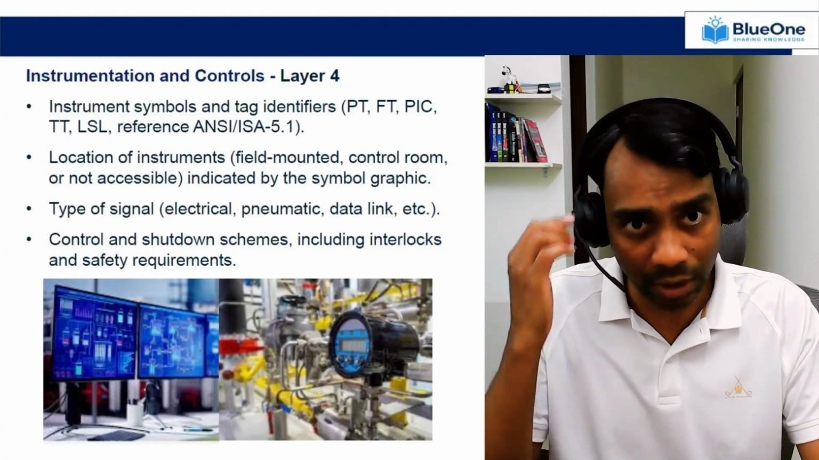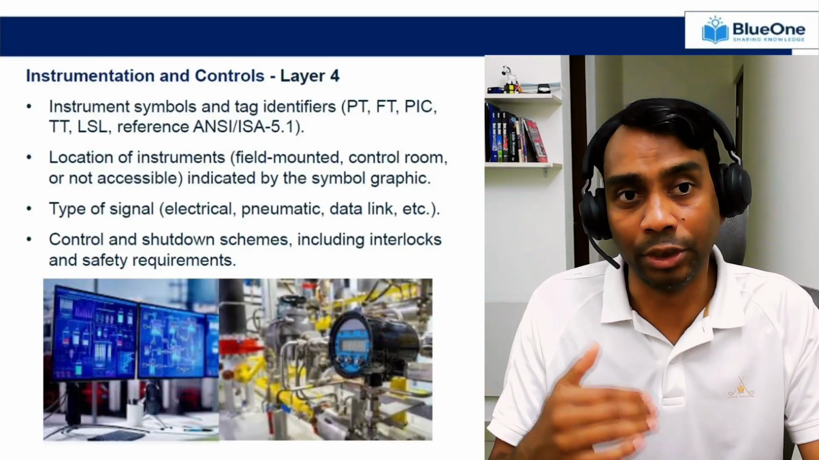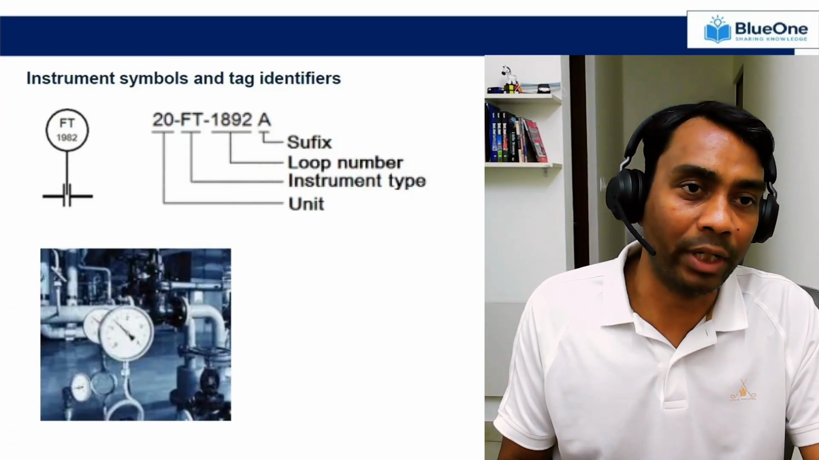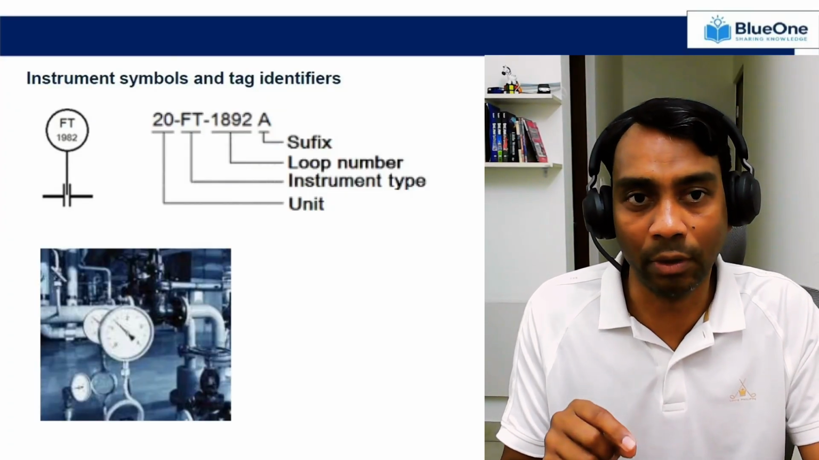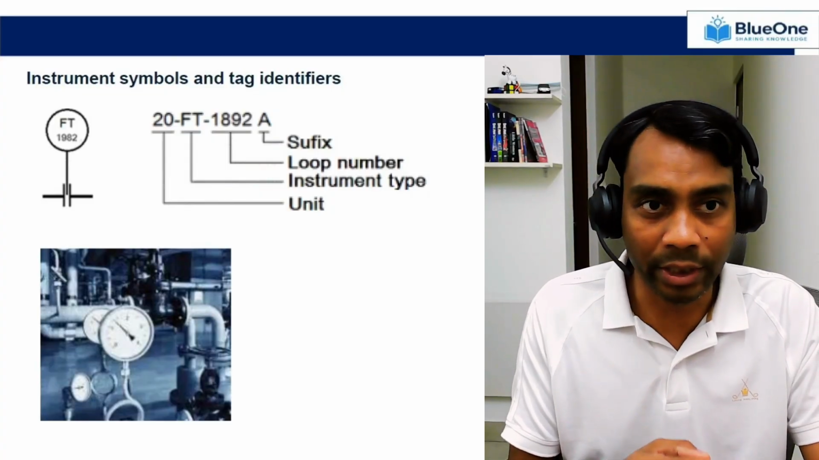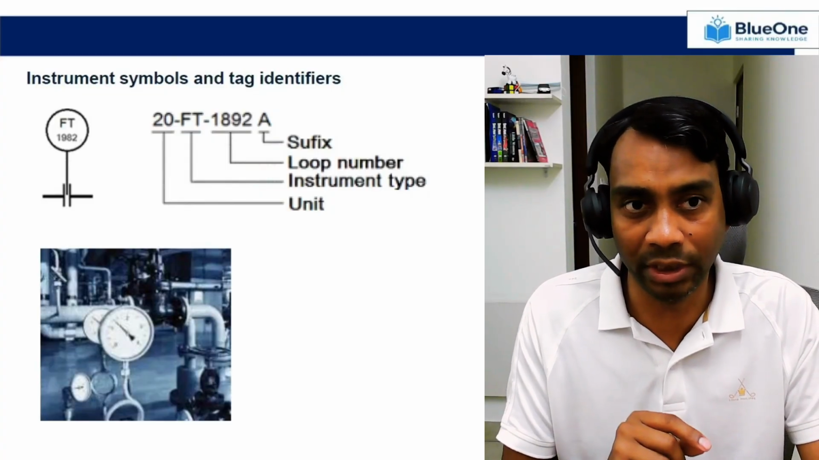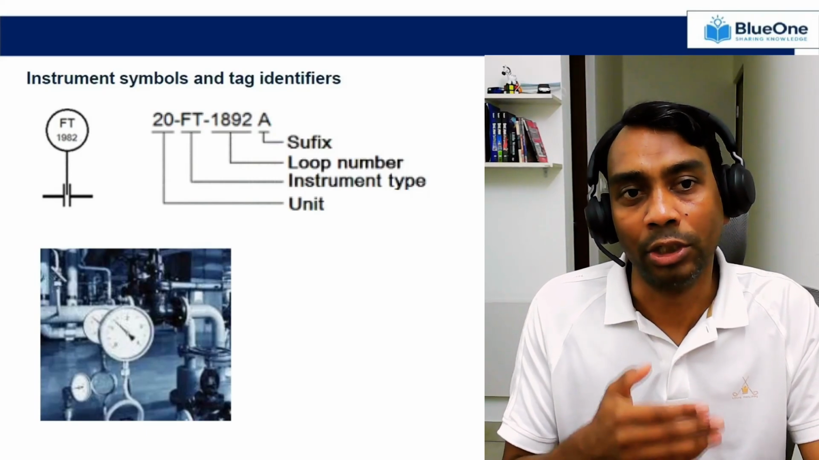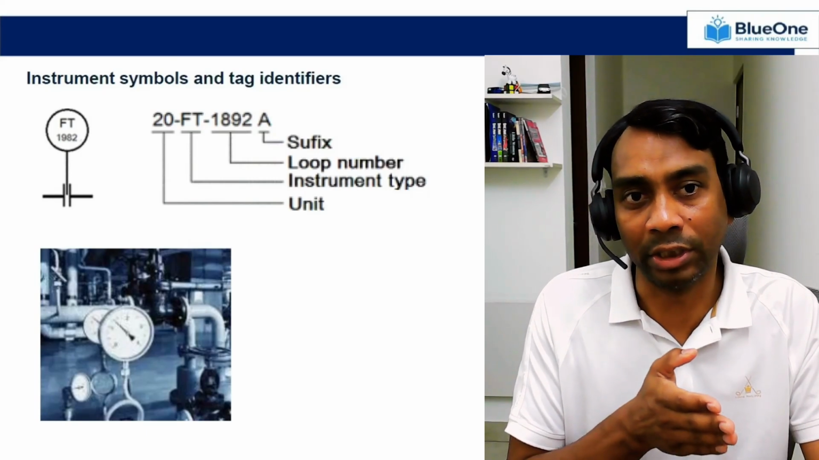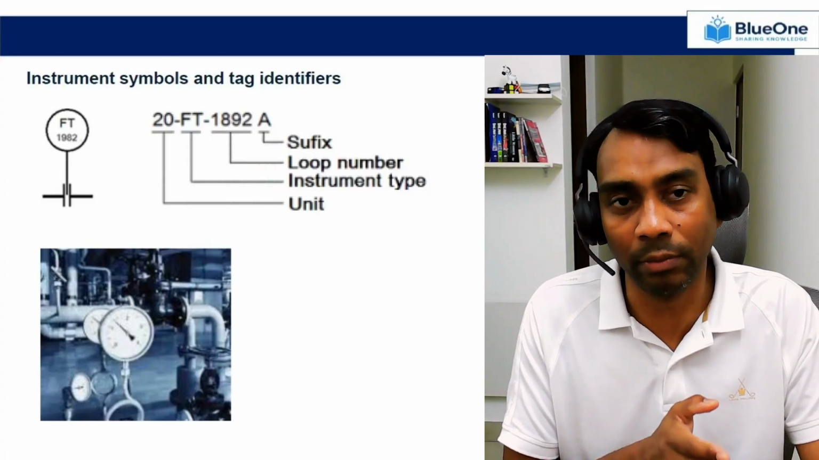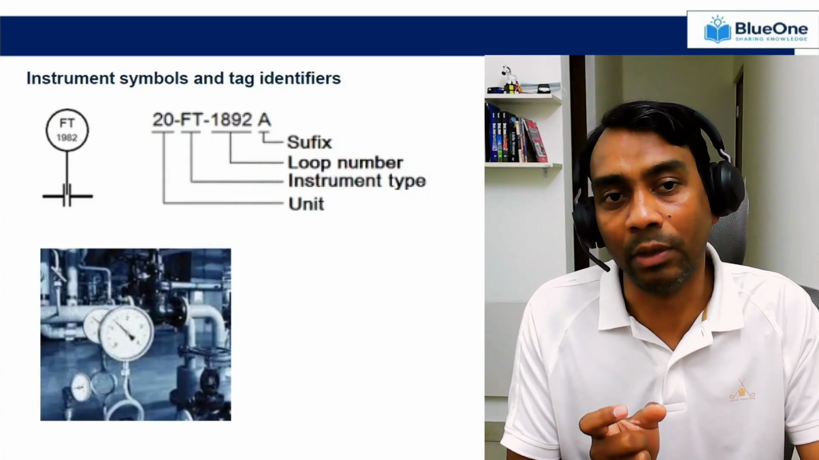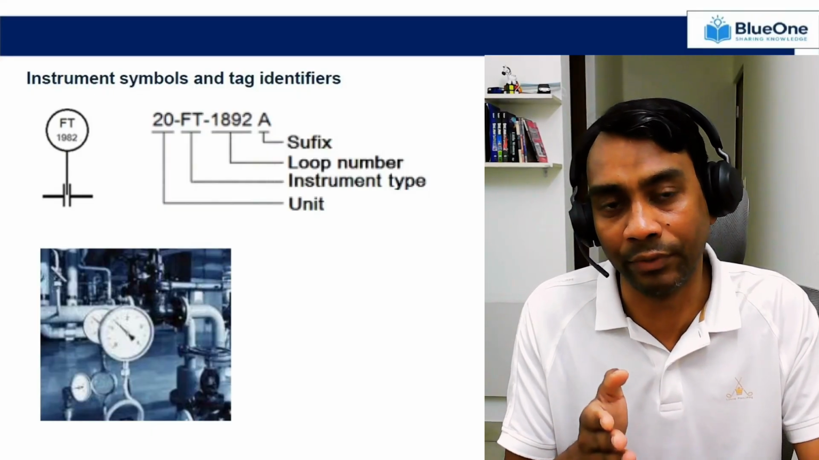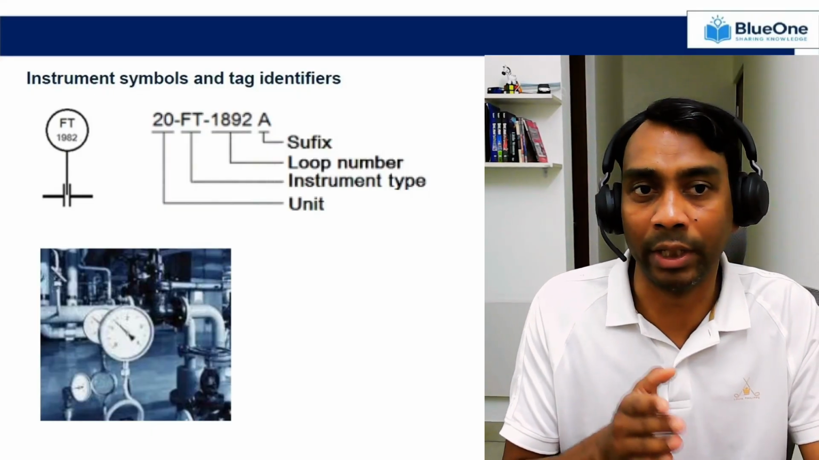So if we further get into detail of the instrumentation symbol and tag identifier, if you refer to any particular P&ID, you will see instrumentation symbols. One of the examples I have provided here is the flow transmitter with the orifice. So you can see how to decode this particular flow transmitter. The first 2 or 3 digits will be your unit number or system number. The second will be your instrument type. So if it is a flow transmitter, it will be FT. If it is a flow indicator, it will be FI.